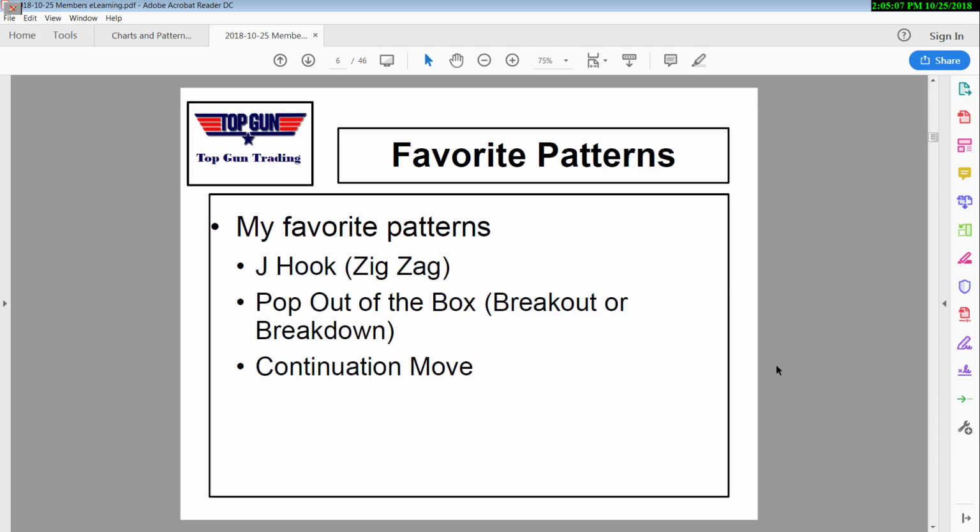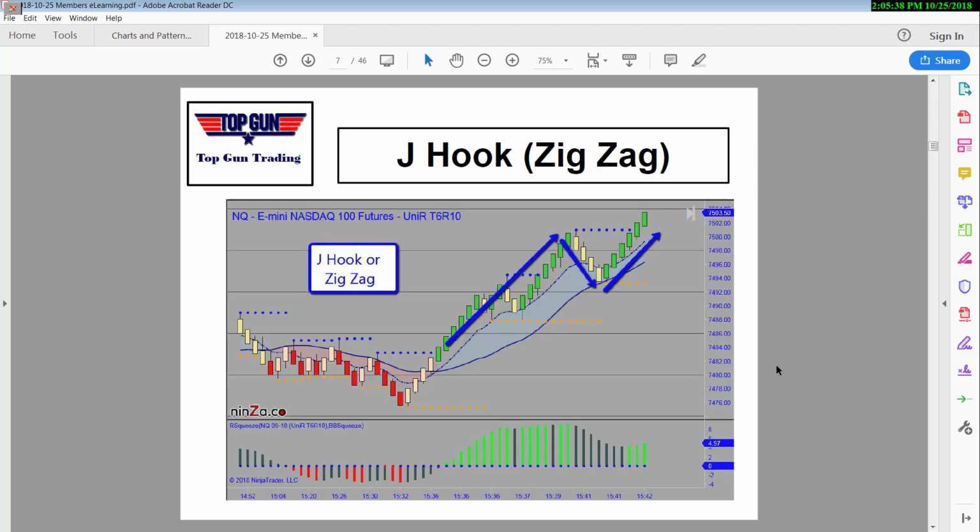All right, some of my favorite patterns out there. I'm going to go over just a few of them, and then there's basically another entire set of charts that one could use and how patterns form and the like. But these are really the big ones, combined with some of the others like dojis and stuff like that. I use a J-hook. I use a pop out of the box, or a breakout or breakdown, and a continuation move, either up or down. I'm going to go over those.